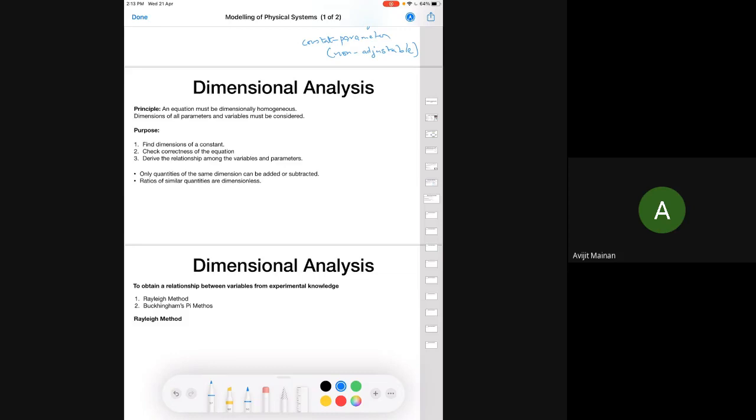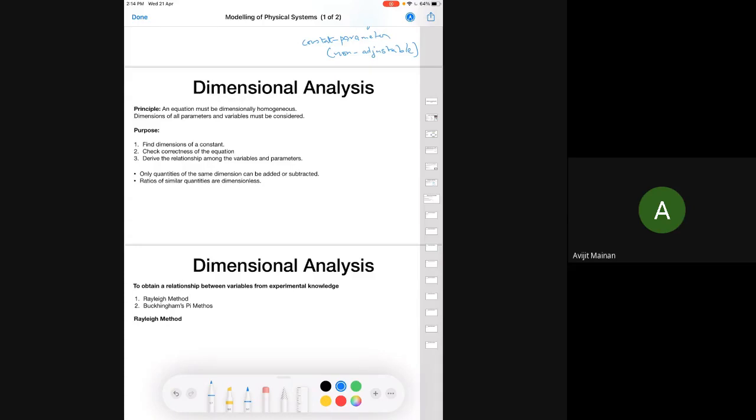And in this equation, you must consider dimensions not only of the variables, but also of the parameters. Okay? Or if you have some constants, the constants may be either dimensionless, in which case they don't matter, but they may be constants with dimensions, in which case you must know the dimensions of the constants as well. Okay?